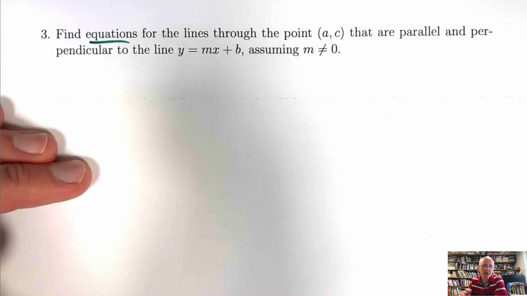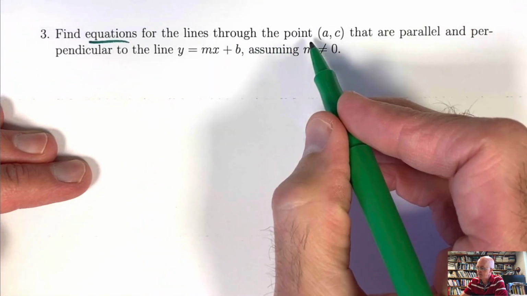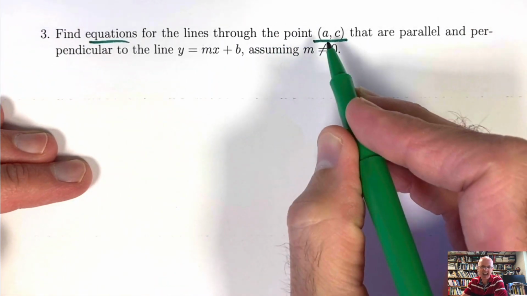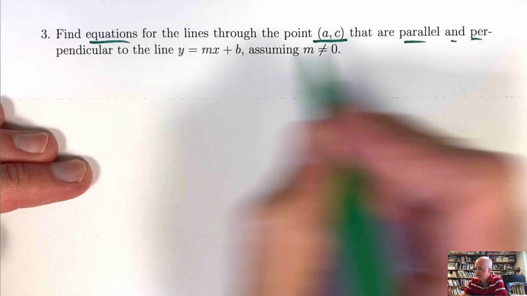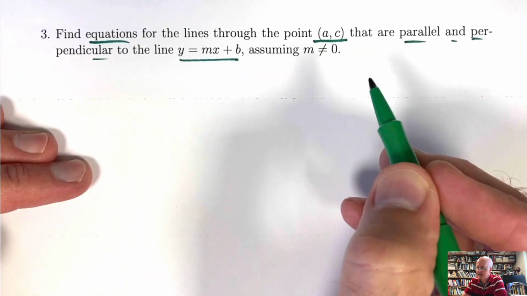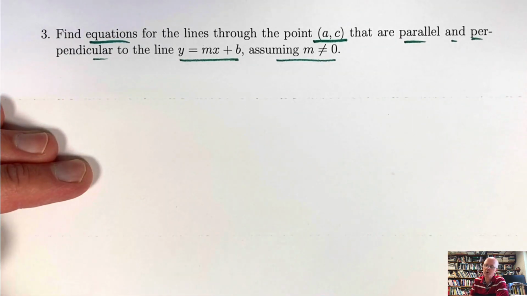Find equations. I'm going to go ahead and find the slope-intercept form of the equations, but I'll find other equations first. For the lines through the point (A, C), you could pretend A is 7 and C is 10 if you like, that are parallel and perpendicular to this line, y equals mx plus b. We're going to go ahead and assume m is non-zero to keep things simple. If m were 0, this would be a horizontal line, which would mean the line perpendicular would be vertical and its slope would be infinite. It can be done, but it's a little tricky, so we're not going to bother with that kind of thing.